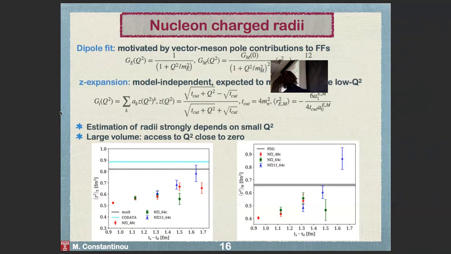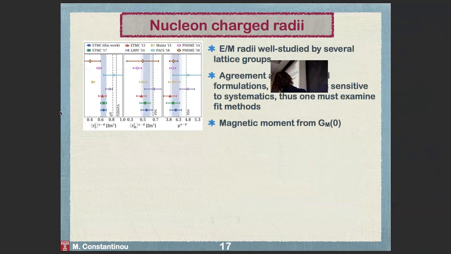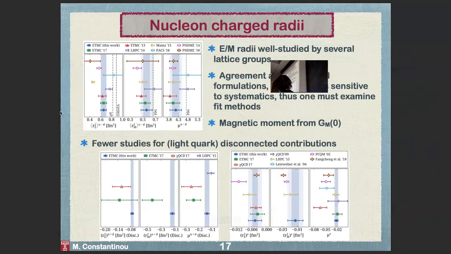So this is important to have ensembles at large volume. And what I want to show is a comparison between different collaborations, just to demonstrate that this is a sensitive quantity to extract. So this is for the electric and magnetic radii, and the magnetic moment as well, from different collaborations. The three lowest points are the ensembles that we used, and you see the accuracy of the data. Other collaborations find similar results and are in agreement with ours, within statistical uncertainties, but there is some tension with certain results from other formulations, and this is mostly because of the analysis techniques. So as I said, it's a sensitive quantity to extract.